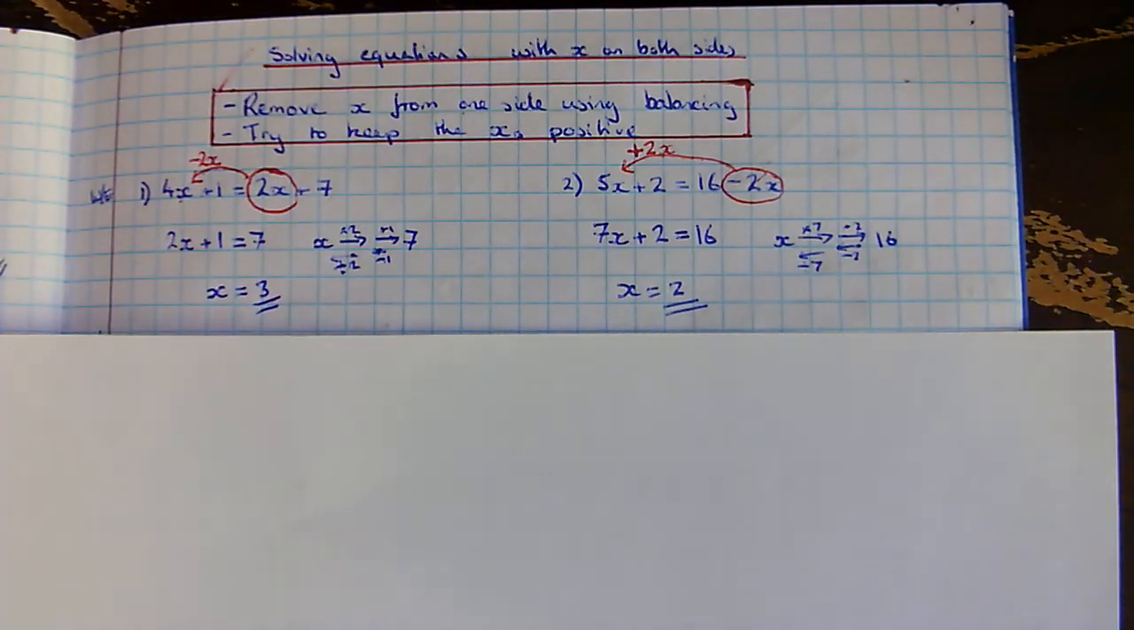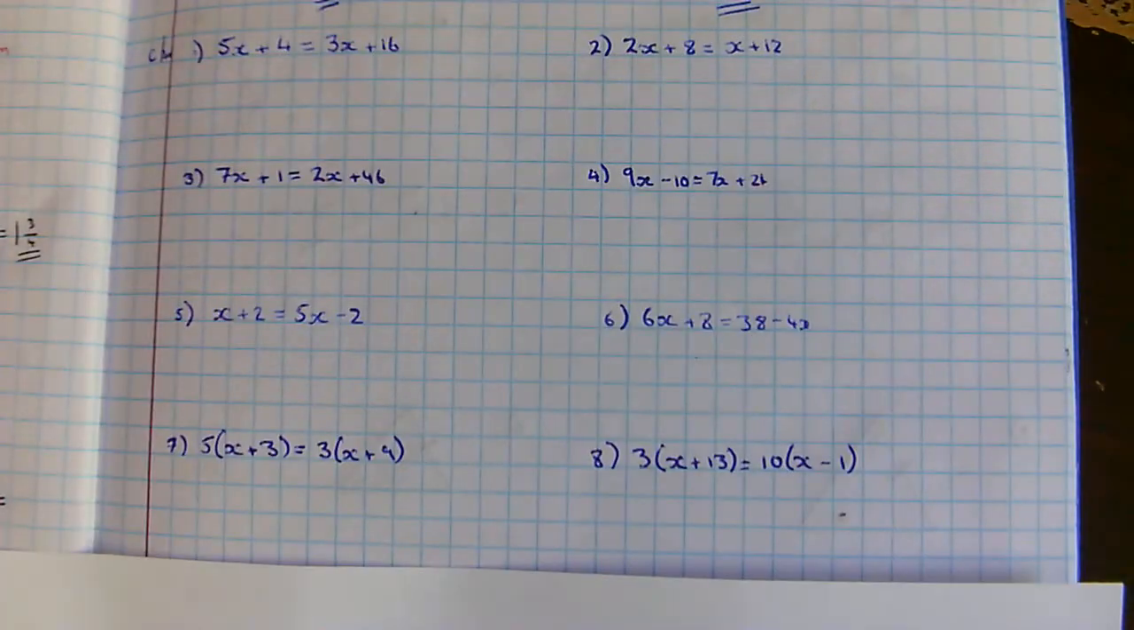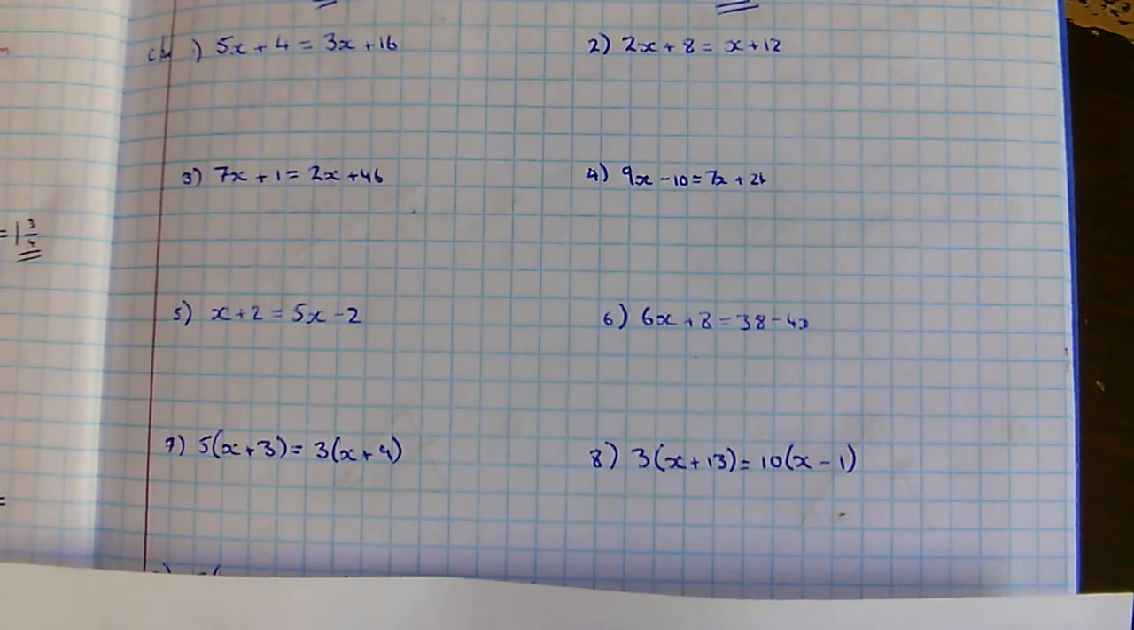Pause the video for a second, take down those worked examples, and then I'd like you to try some questions of your own. So just 8 questions that I want you to do on this unit. Just remember to bounce your x's to whichever side keeps them both positive. For questions 7 and 8, you will need to multiply out your brackets before you do anything else. Okay, pause the video now, have a go at the questions, and then we'll have a look at solutions in a second.